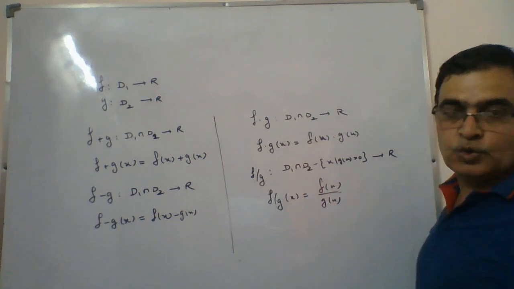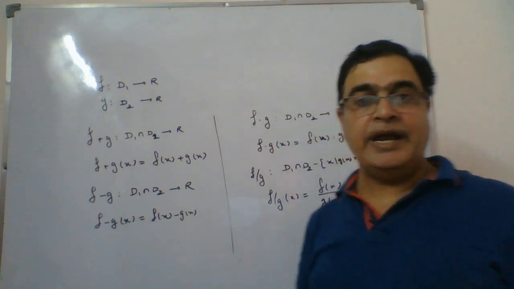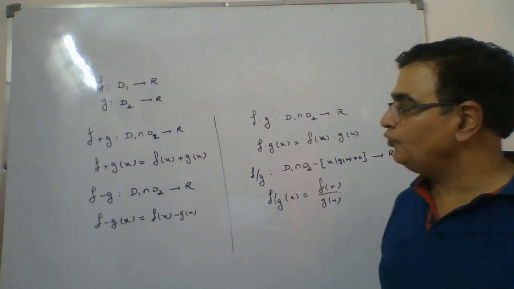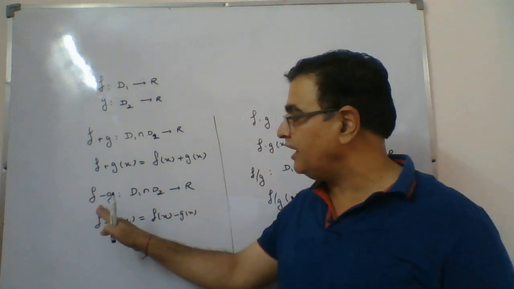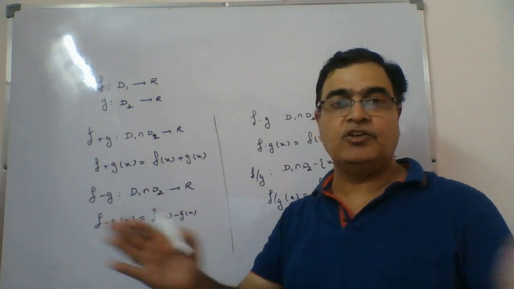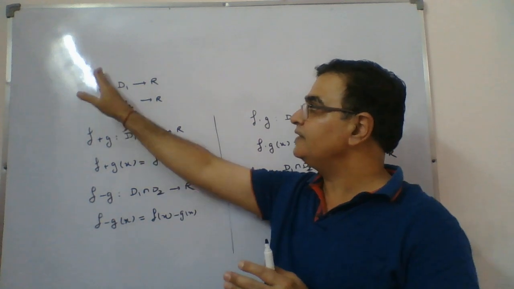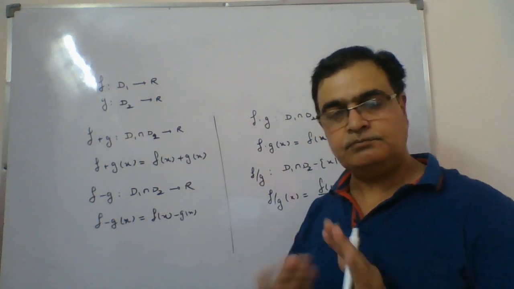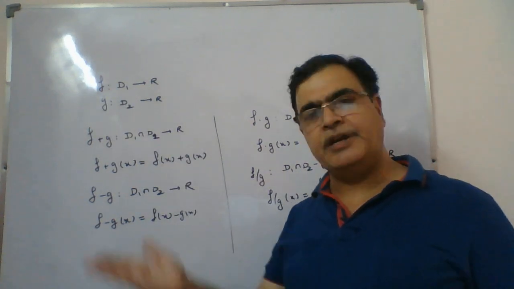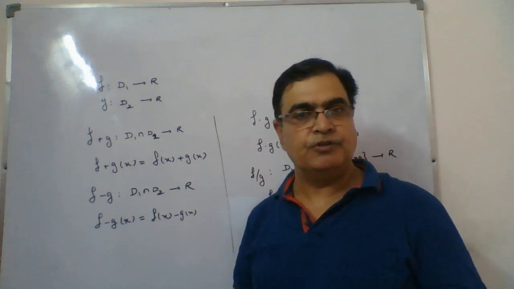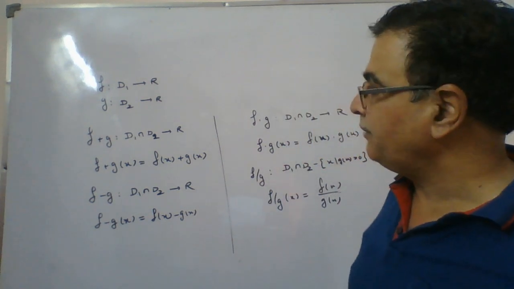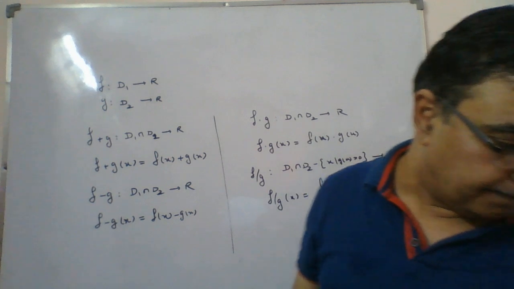These are certain rules we should know: how to add two functions, how to subtract two functions. But keep in mind, whenever you are adding, subtracting, dividing or multiplying, the new domain will be the intersection of the two domains. Codomain is no problem, and the range will automatically come according to the function. So that you should keep in mind. So this is also something you should remember.